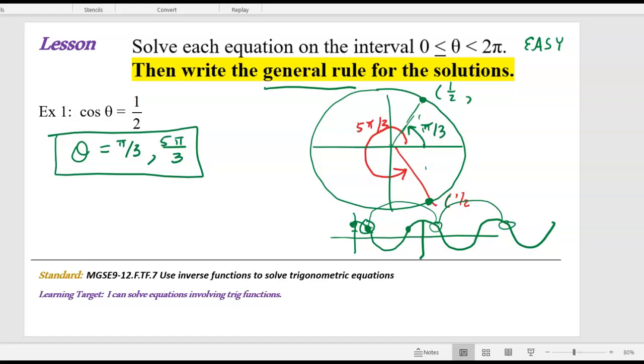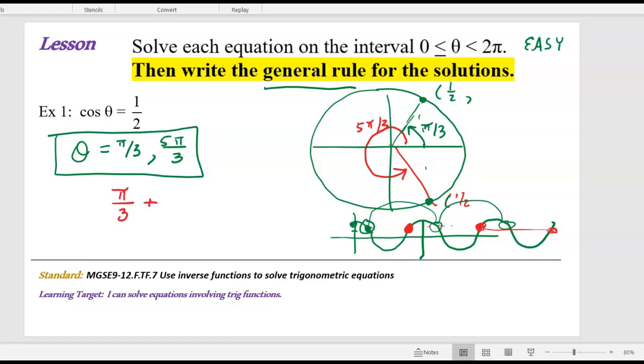What about 5 pi over 3? So 5 pi over 3 lived here. Is that the only one? No. If you add 2 pi to that, you get another one, and another one, and so on and so on. So the general rule is written like this. For every angle that you find between 0 and 2 pi for sine and cosine, the general rule is this.